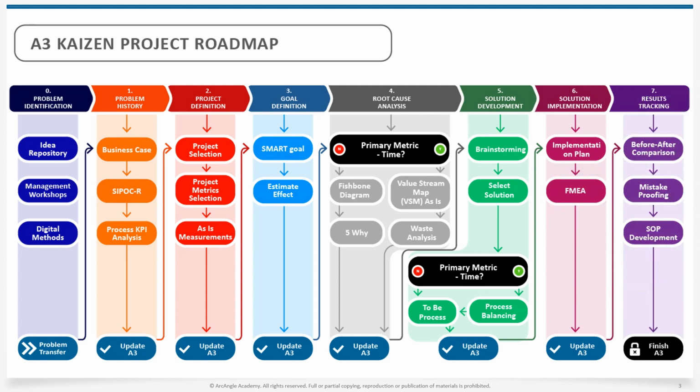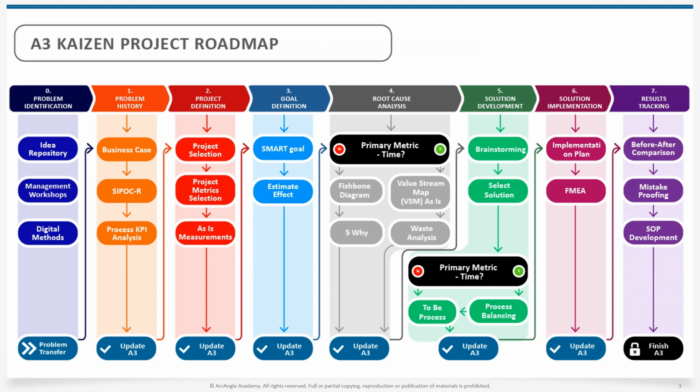The final phase focuses on tracking and monitoring the results of the implemented solution. It includes before-after comparison, comparing key metrics and performance indicators before and after implementation to evaluate the effectiveness of the solution. Mistake proofing, implementing measures and controls to prevent errors and mistakes from occurring in the future. SOP, standard operating procedure, development, documenting standardized procedures and guidelines to ensure consistency and continuity in the improved process.